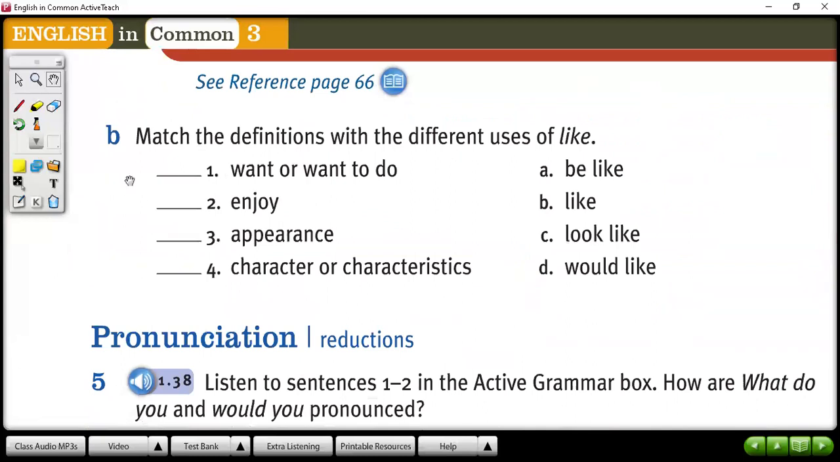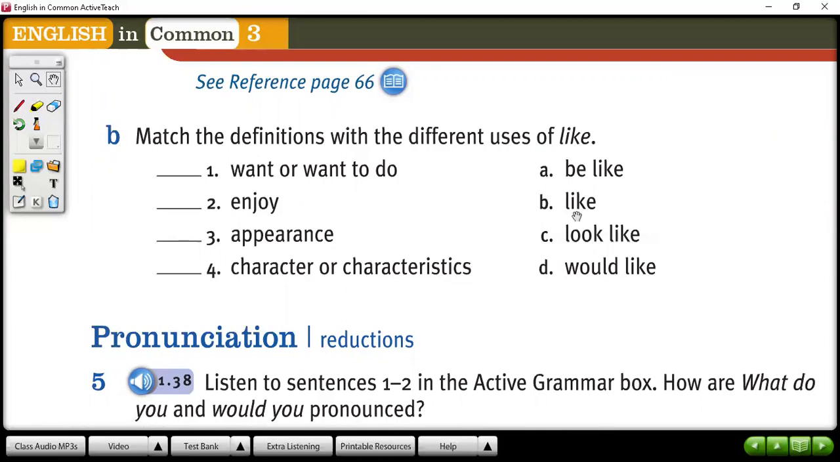Now, what about this? Match the definitions with the different uses of like. You also did it. Number 1 was D, number 2 B, number 3 C, number 4 A. So in that order, number 1, want or want to do, it's letter D. Would like. Number 2, enjoy, it is B.